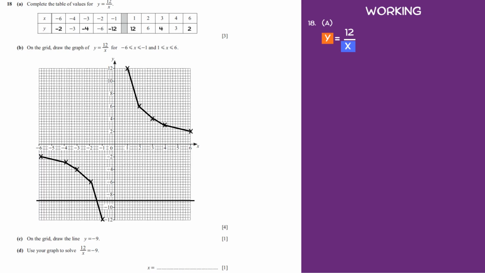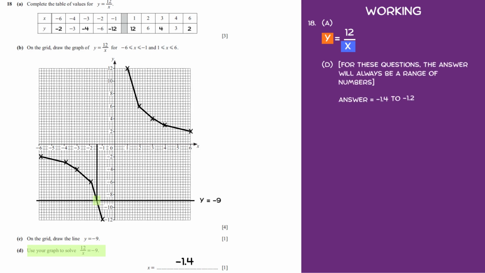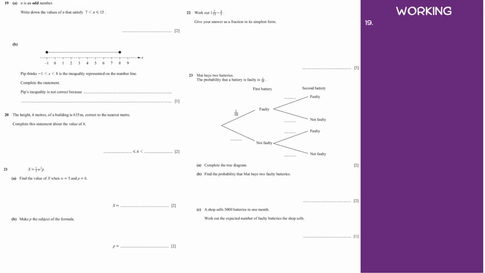This will be a horizontal line which passes the point -9. For part D, since each of the equations are equal, we must simply find the points where the lines intersect to find the x values. For question 19, we are told to write down numbers that satisfy the inequality. As is written, n is an odd number between 7 and 15, including 15 itself. Therefore, these numbers would be 9, 11, 13, and 15.